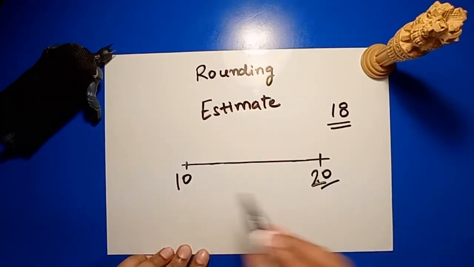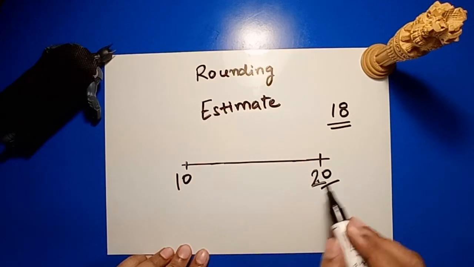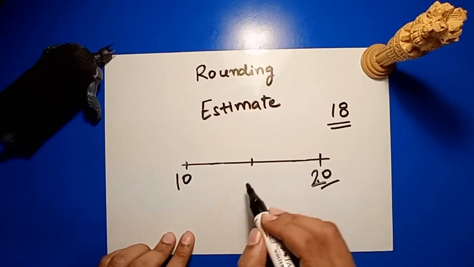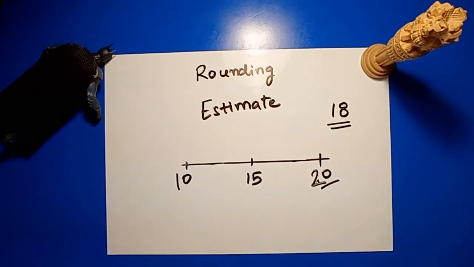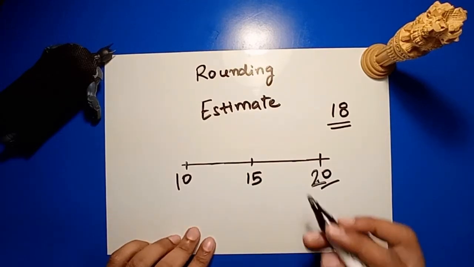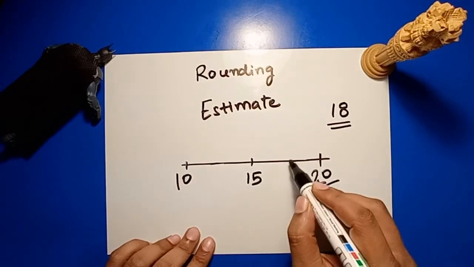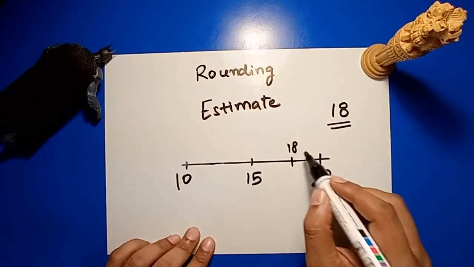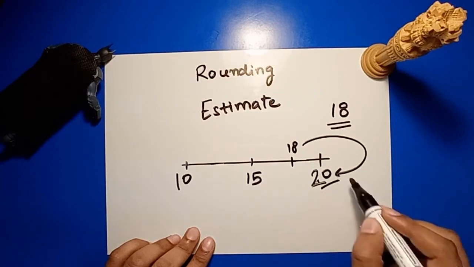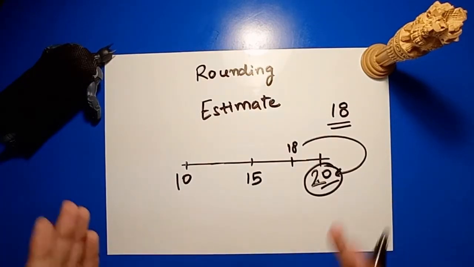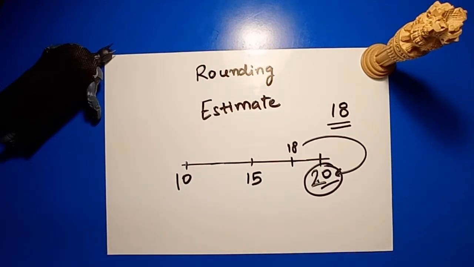What is the middle point of these two tens? 15. It's easy to calculate, easy to come up with. Now where is 18? Is 18 on this side or on this side? 18 is on this side. So 18 gets rounded to 20. So these are the two ways we can do rounding. Now let's take more complex examples.